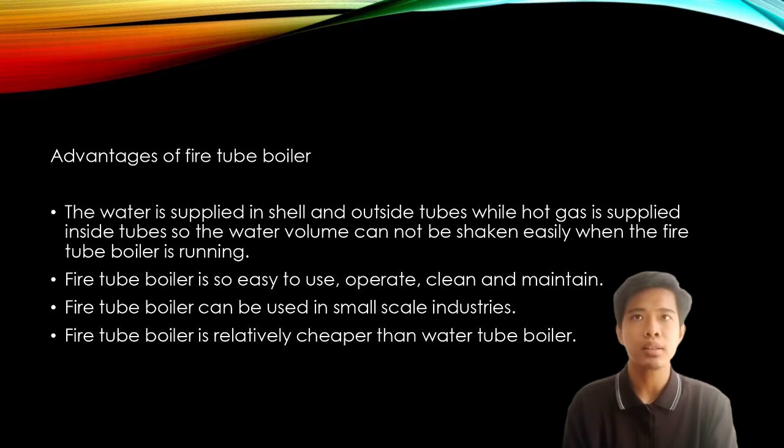The water is supplied in the shell and outside of the tubes, while hot gas is supplied inside the tubes, so the water volume cannot be shaken easily when the fire tube is running. The fire tube boiler is easy to use, operate, clean and maintain. The third advantage is that the fire tube boiler can be used in small scale industries. And lastly, the fire tube boiler is relatively cheaper than the water tube boiler.